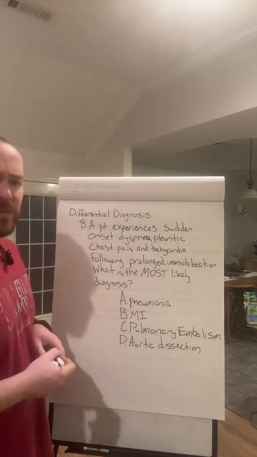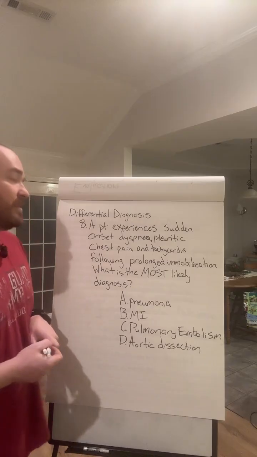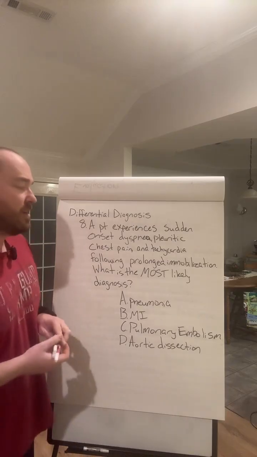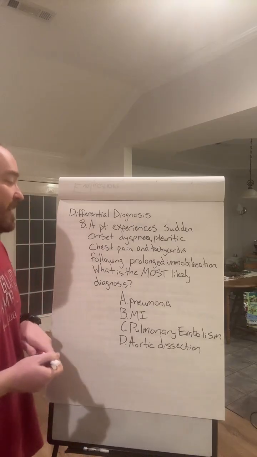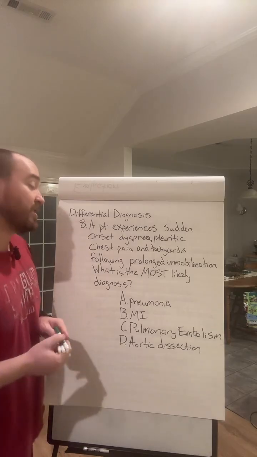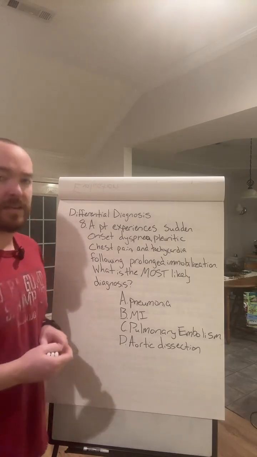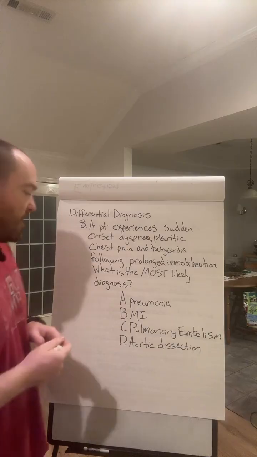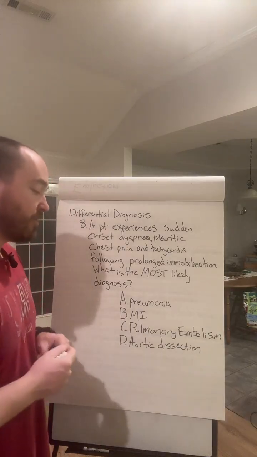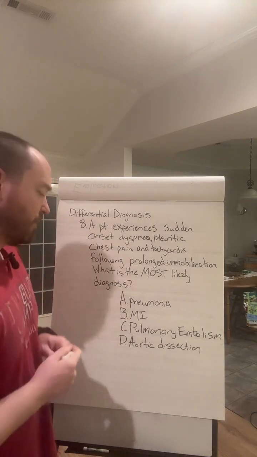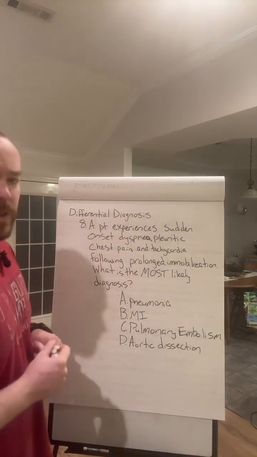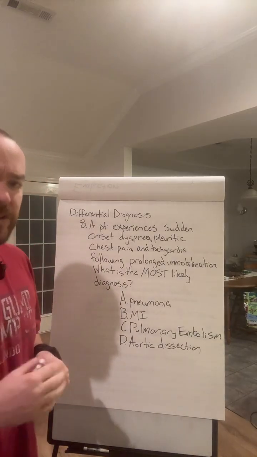I'll go ahead and read through it a little bit more slowly. A patient experiences sudden onset dyspnea, pleuritic chest pain, and tachycardia following prolonged immobilization. What is the most likely diagnosis? Pneumonia, myocardial infarction, pulmonary embolism, or aortic dissection? Give you guys some time. Go ahead and drop your answers in the chat.